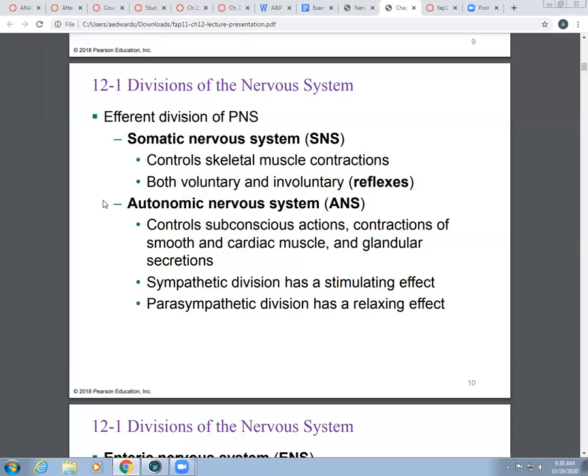Okay, now within the autonomic nervous system, when you think autonomic, think more automatic. There's a sympathetic division and a parasympathetic division. Typically, the sympathetic nervous system does things that stimulate. Typically, the parasympathetic nervous system is going to do things that relax. Okay.